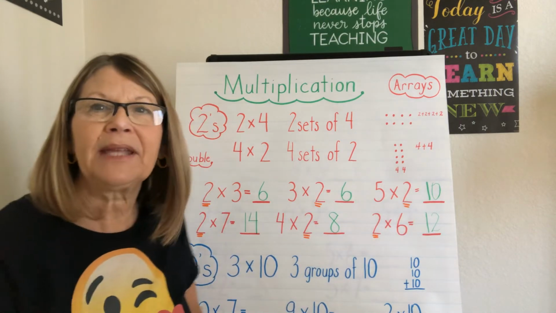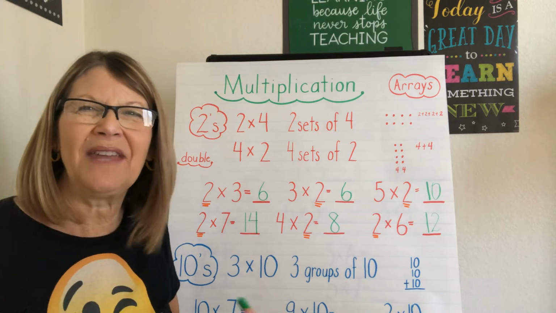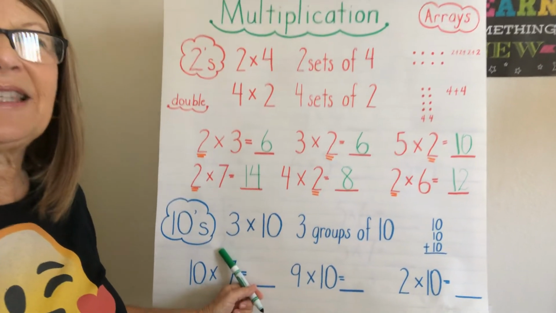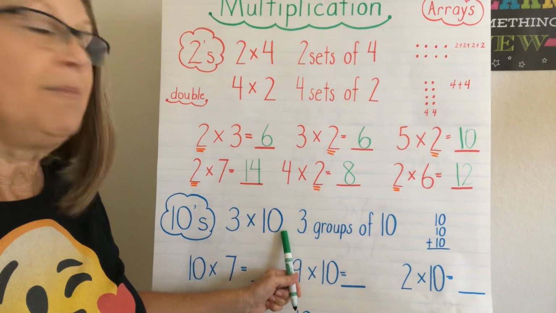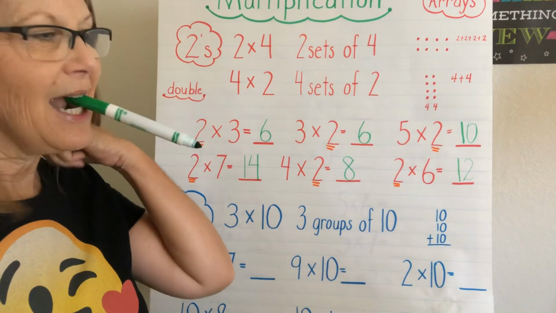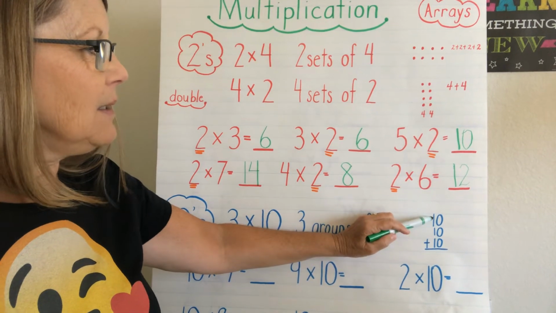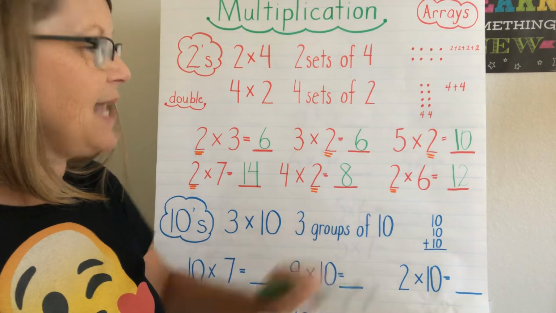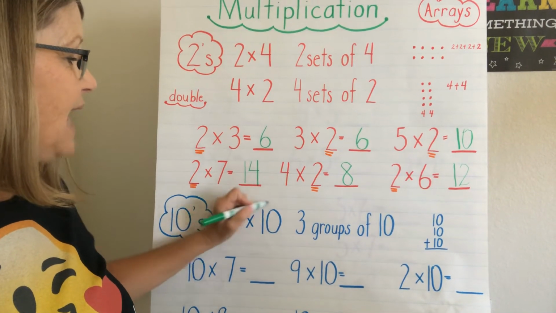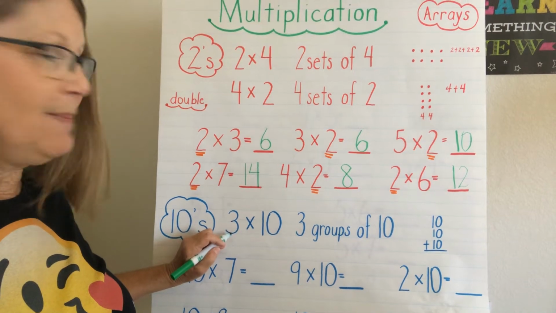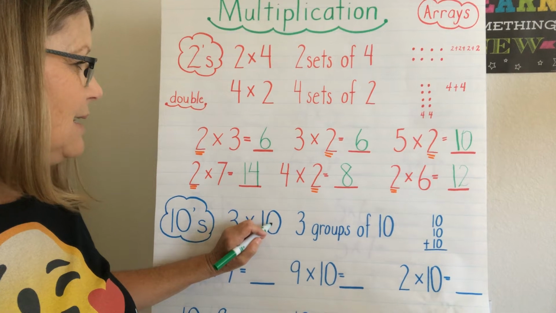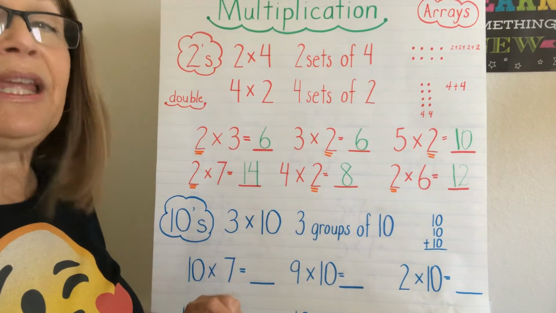Let's jump into multiplication by 10s because this is another one that has that shortcut trick to it. I'm going to start with 3 times 10. 3 times 10 means 3 groups of 10. So I'm going to say 10 plus 10 plus 10. So in this one, I'm going to add the 10 however many times that other number is. 10 plus 10 plus 10. So 3 times 10 would be 30.